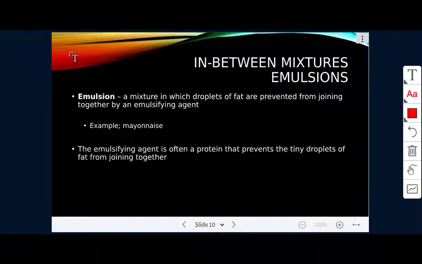There's another in-between mixture called an emulsion. This is a mixture in which droplets of fat are prevented from joining together by an emulsifying agent. An example is mayonnaise, where an emulsifying agent is used. It's usually a protein that will prevent the tiny droplets of fat from joining together.